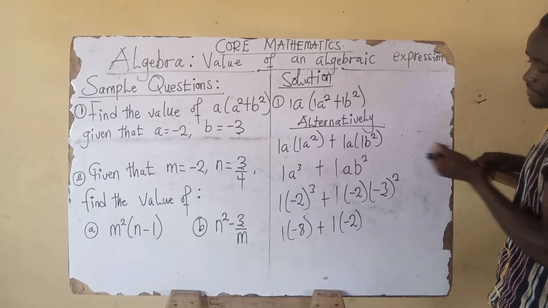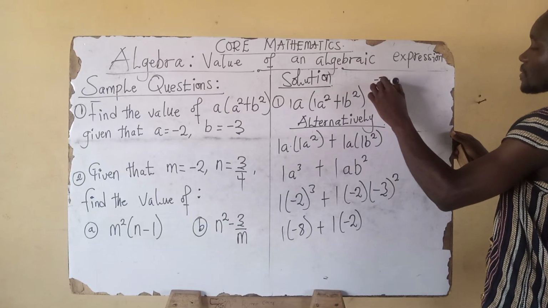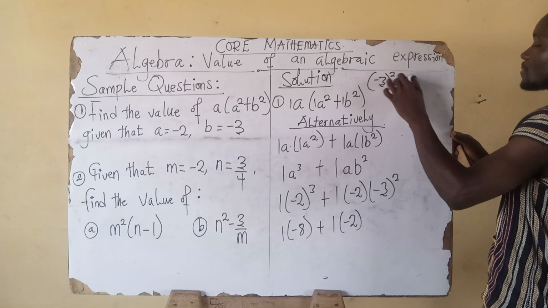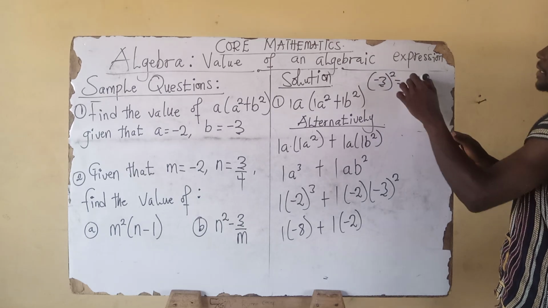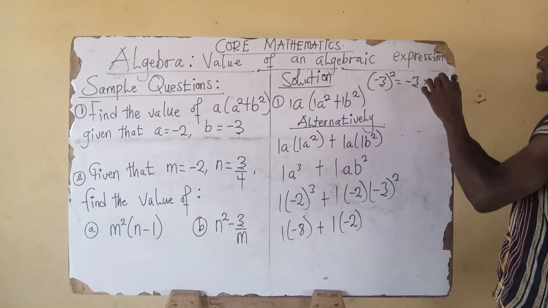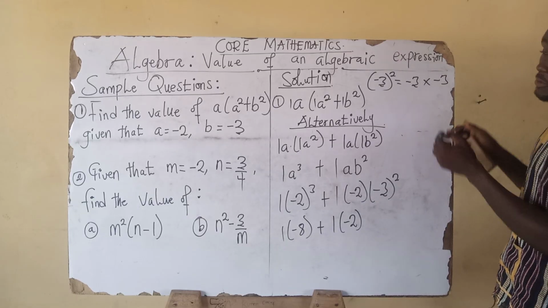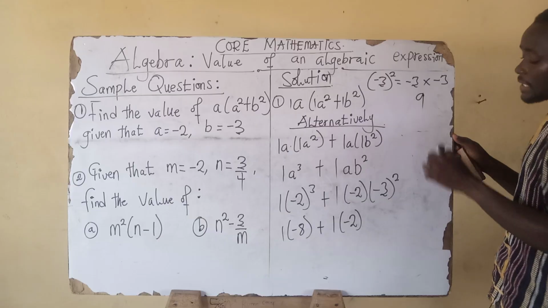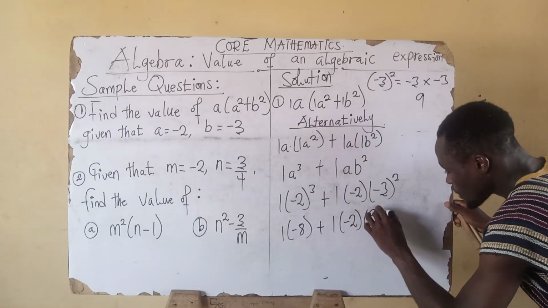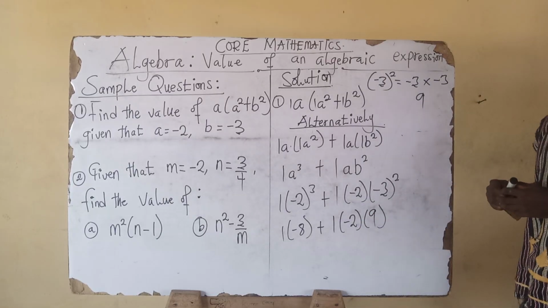So I now have negative 3 all power 2. Well, I'm going to get what? Negative 3 multiplying negative 3. So again, negative times negative gives me positive. 3 times 3 gives me what? Positive 9. So here I'm going to get positive 9. I believe you are following.